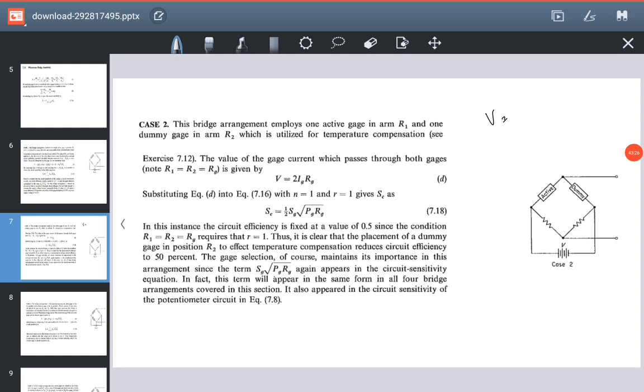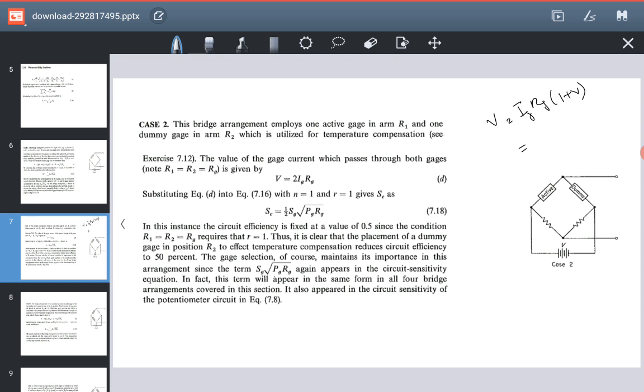Now in this arrangement, in case 2, this was R1, this was R2, this was R4, and this was R3. In place of R2, we have replaced it with a dummy resistance whose value is equal to R1, and R1 is replaced by the gauge resistance. So both R1 and R2 will be equal to Rg. And we know that V is equal to Ig into Rg (1 plus R), if you remember.